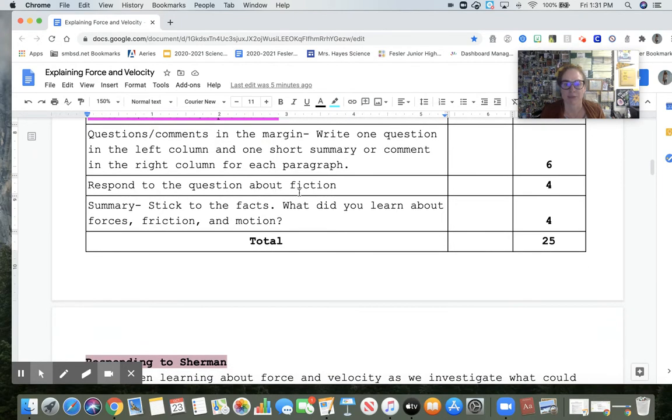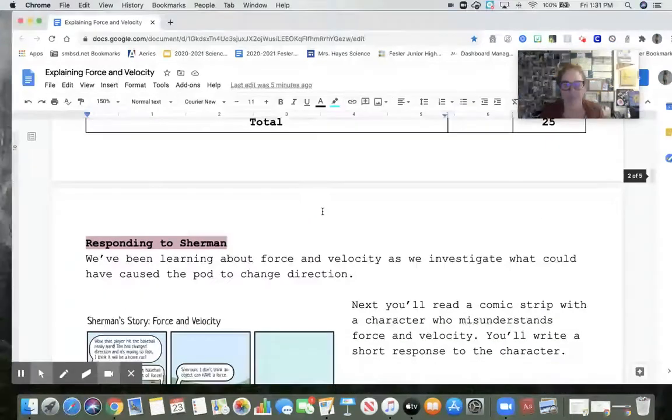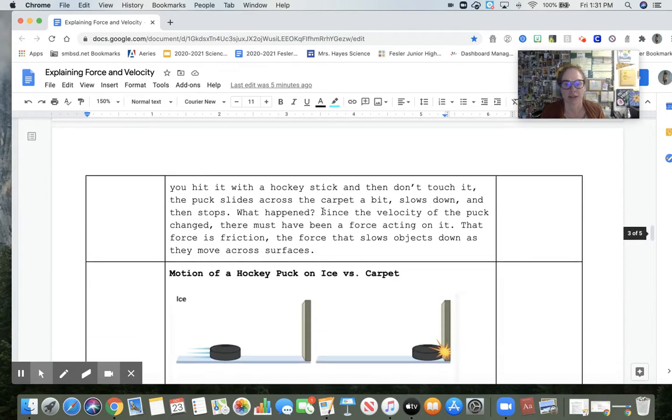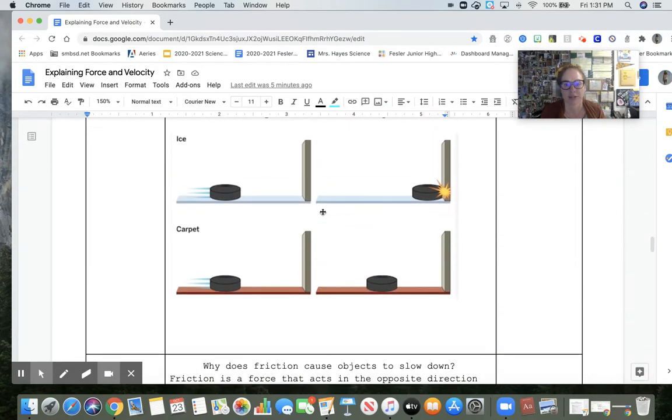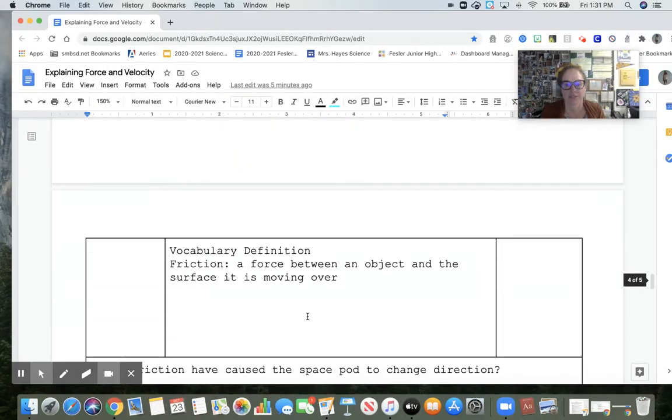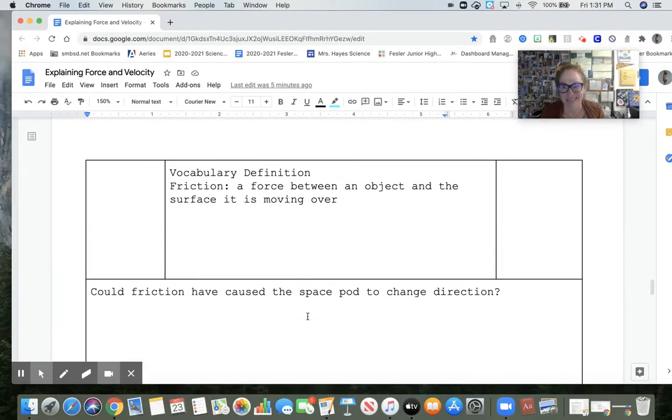There's a question about friction that we're going to answer. And then we're going to do a short summary. So just real quick, you can see one paragraph. This one's one paragraph, but it has a picture. Two, three paragraphs. And that's it. So we can do this, okay? Three paragraphs. And then there's a definition.